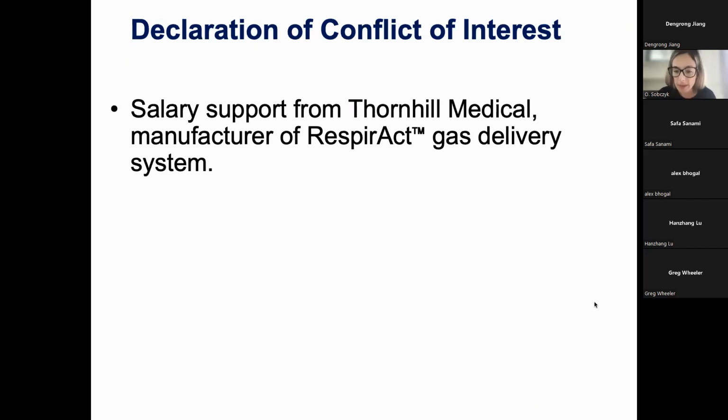So I'm going to begin with declaring my conflict of interest. I receive salary support from Thornhill Medical, which is the manufacturer of the RespirAct, one of the gas delivery systems that I'll be discussing today. And it's a system that I use in my research.